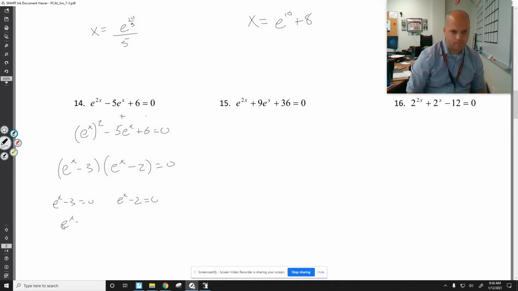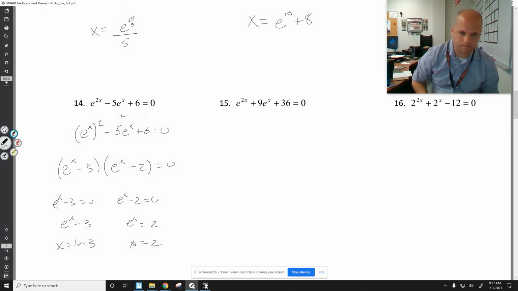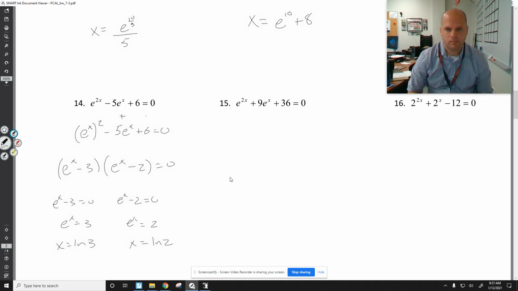Add 3, natural log both sides. Add 2, natural log both sides. Okay, I skipped the whole natural log step to show you, because you guys should know that by now.